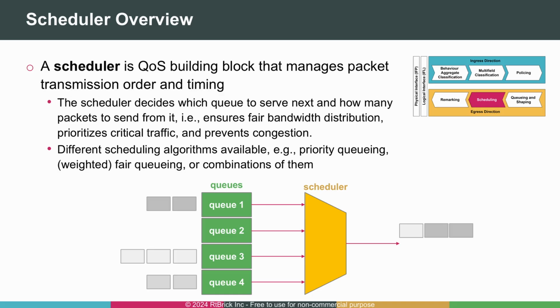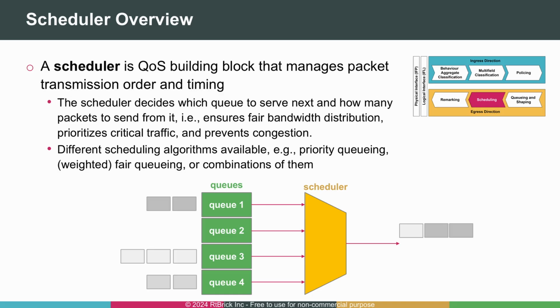It can prioritize critical traffic by serving certain queues first, but it can also ensure fairness by distributing bandwidth evenly across different traffic streams. There are several scheduling approaches. In priority scheduling, high-priority queues are served immediately as packets arrive, while low-priority queues are only served if no high-priority packets are present.